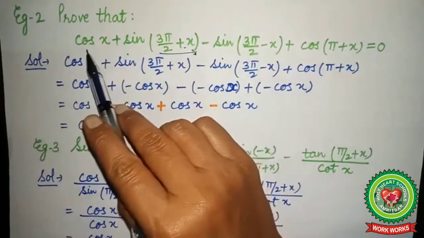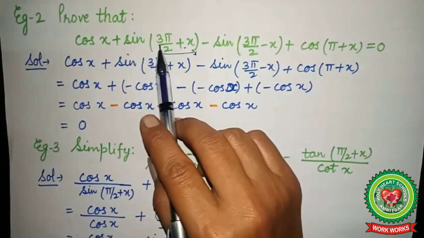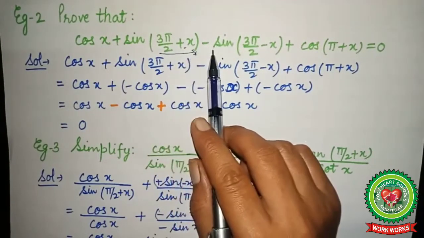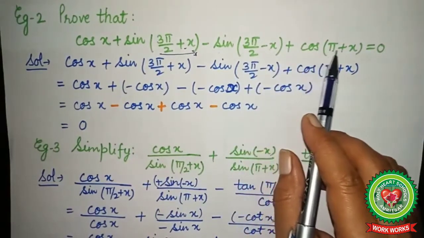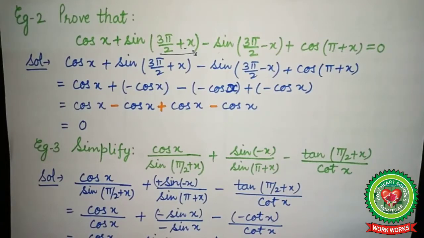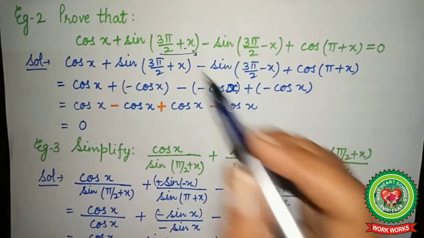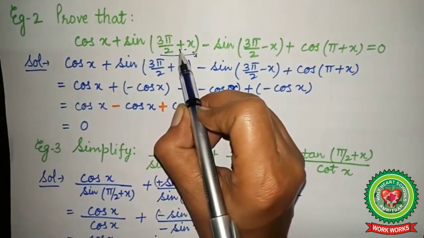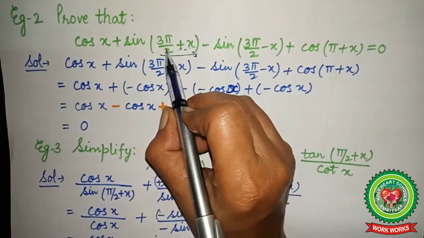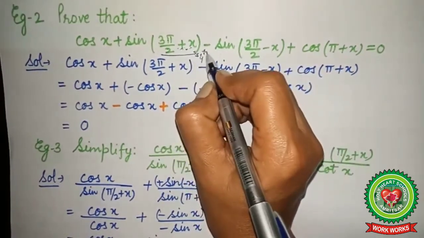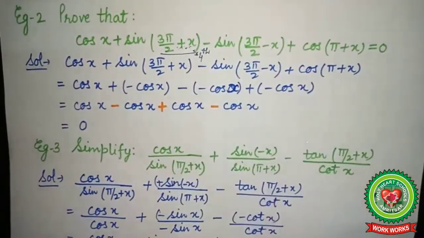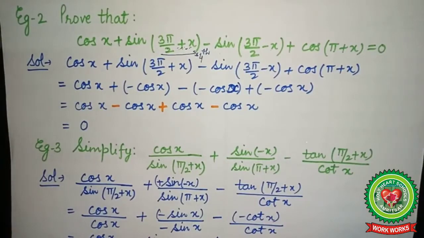Prove that cos x plus sine of 3 pi by 2 plus x minus sine of 3 pi by 2 minus x plus cos of pi plus x is equal to 0. We have to prove that it is equal to 0. Now, first of all, 3 pi by 2 plus x, that is 270 plus theta. It lies in the fourth quadrant. In the fourth quadrant, sign will be negative.